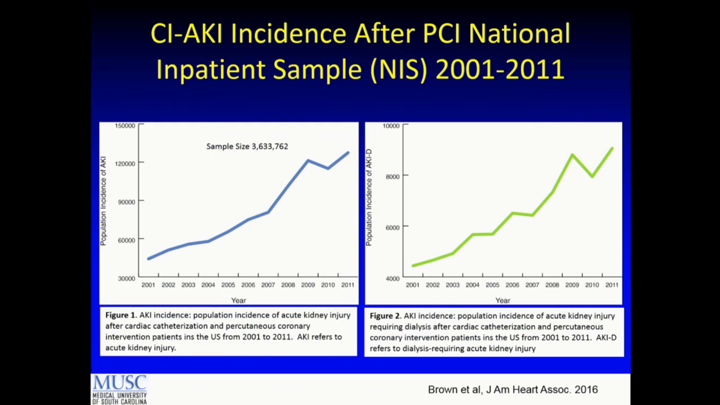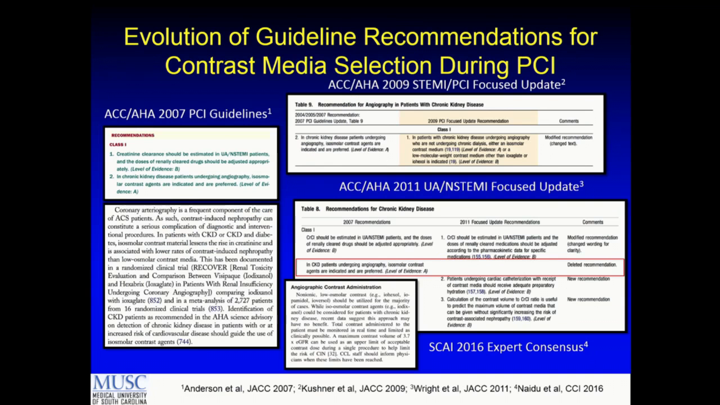So why do we care about this? This was discussed previously, but based on this National Inpatient Sample from 2001 to 2011, over 3 million patients who underwent PCI, you can see that the rate of contrast-induced nephropathy is increasing. In the panel on the right, although to a lesser extent, it mirrors the contrast-induced nephropathy or acute kidney injury requiring dialysis.